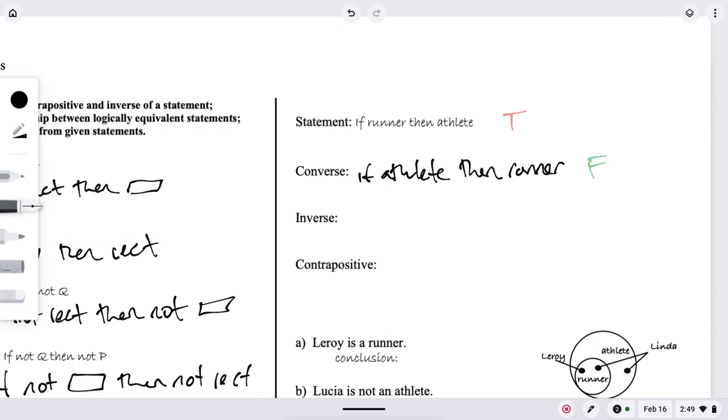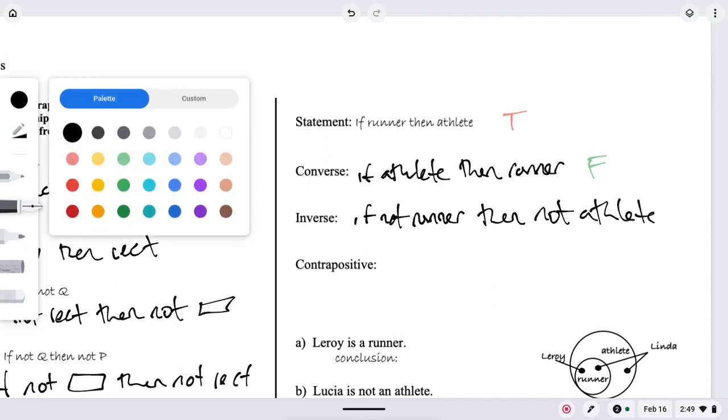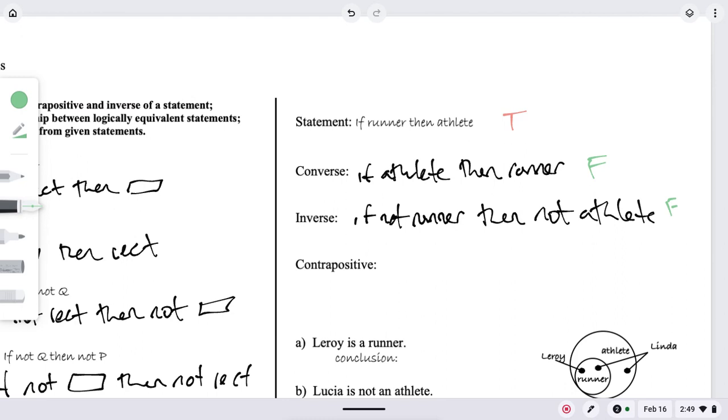So that means that when I write my inverse, if not a runner, then not an athlete, that better also be false. And I do feel that that is false. Because if you're not a runner, if you don't run very much, that doesn't mean you're not an athlete. Maybe your sport just doesn't really require you to run. If you play pool and you're a world champion at something like that, some people might still consider you an athlete, but it depends on the context.